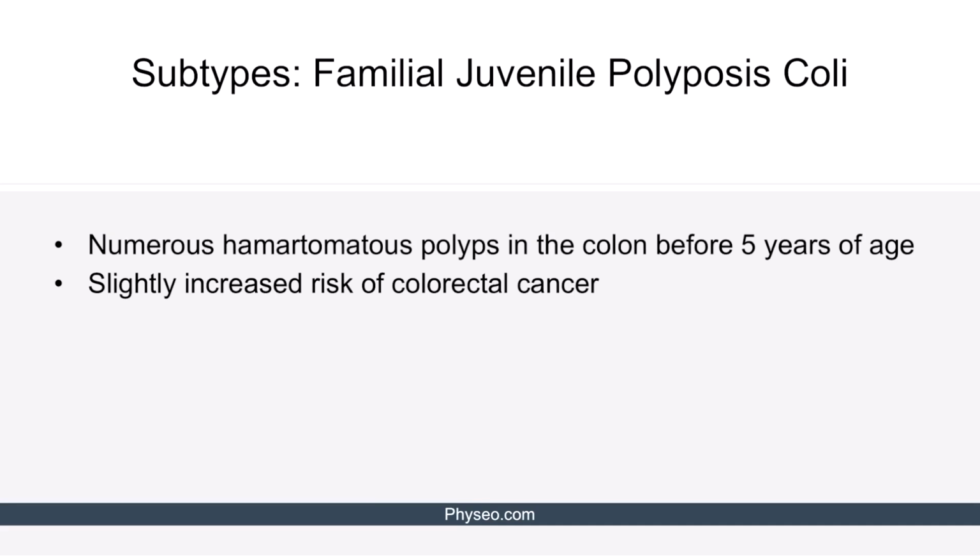Now, familial juvenile polyposis coli is another syndrome associated with increased risk of colorectal cancer. And these patients develop numerous hamartomatous polyps in the colon before 5 years of age. And these patients have a slightly increased risk of colorectal cancer.